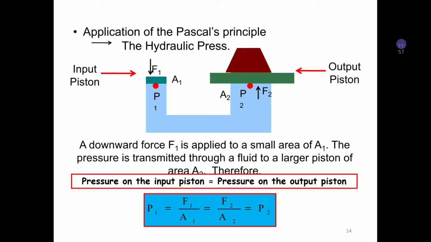The application of the Pascal principle we usually see in the hydraulic press, where we want to press a car, for example when we want to change the tire. In Pascal principle, the total pressure at the input piston must be equal to the total pressure at the output piston. Even though the area of the input is small compared to the output, the pressure must be the same.